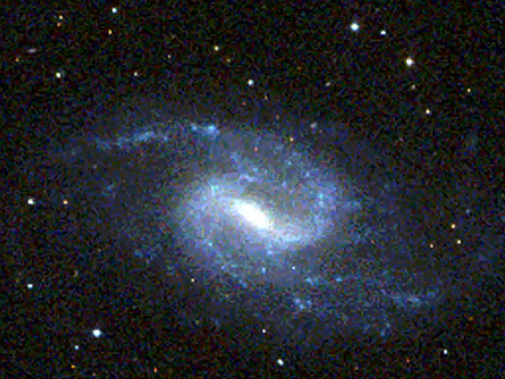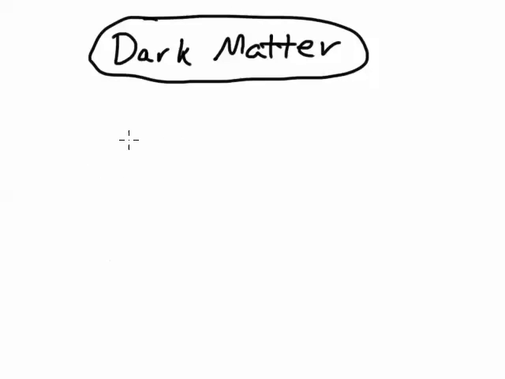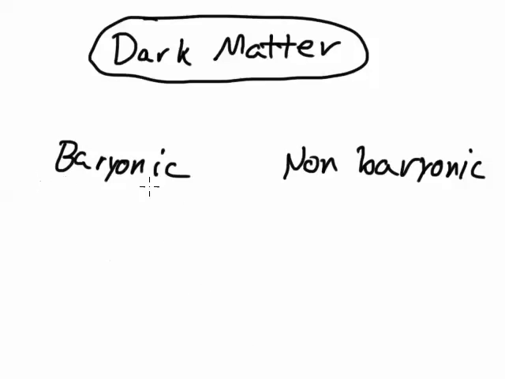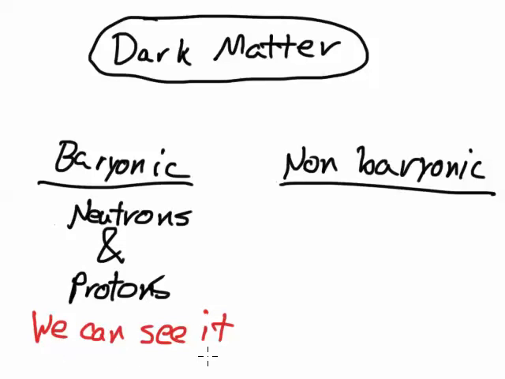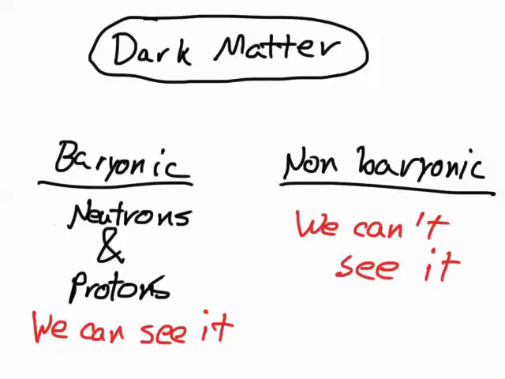Now, the current thinking in cosmology is that there's two types of matter, baryonic and nonbaryonic, and the difference between them is that baryonic matter is made of neutrons and protons, while nonbaryonic matter is made of other stuff. And another feature is, with baryonic matter, we can see it, and with nonbaryonic matter, we can't see it.